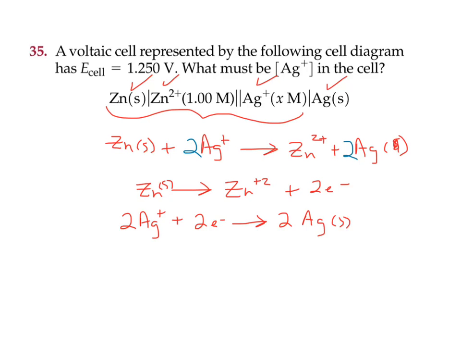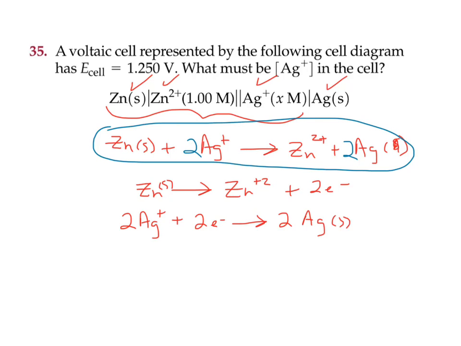So if I want to write the Q in the Nernst equation from that, it's looking like this. Q is equal to the molar concentration of the zinc divided by the molar concentration of the silver ion squared. See where that all came from? Me too.